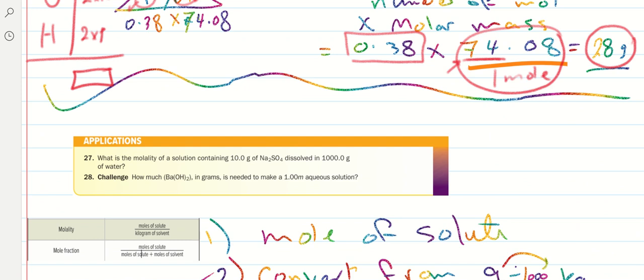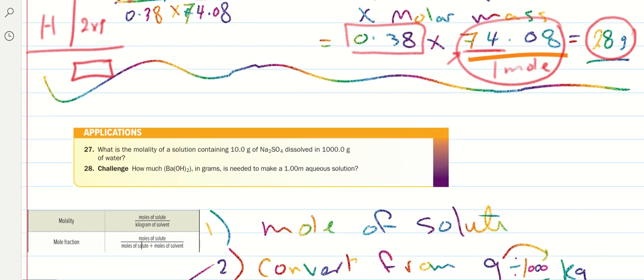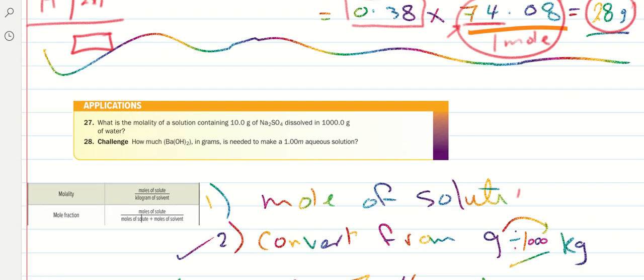What is the molality of a solution that contains 10 grams? They give me the grams, so I have to calculate the moles. That is number 1. Dissolved in 1000 grams. That is number 2: I have to convert from grams to kilograms. It should be kilograms.